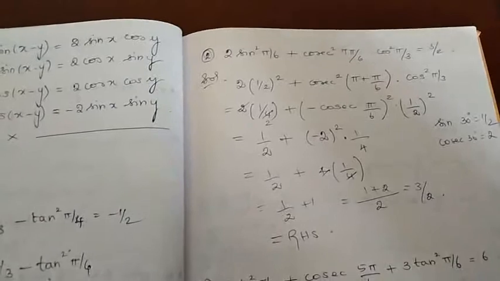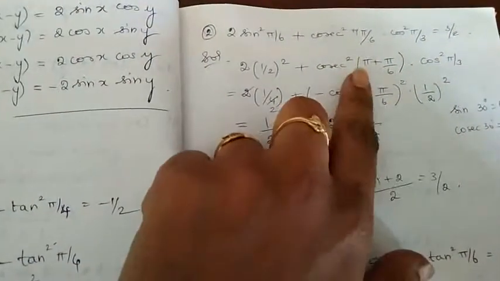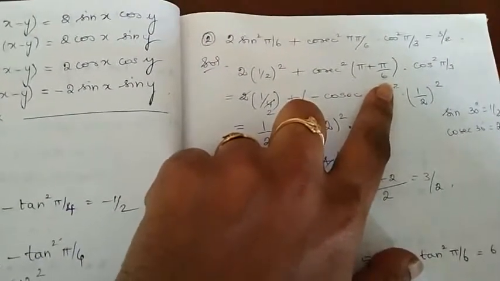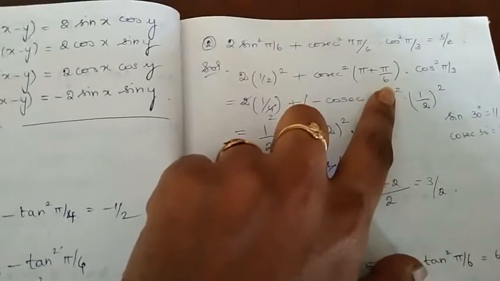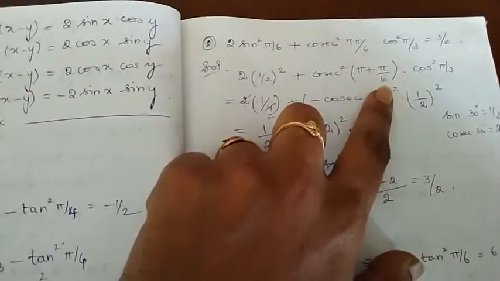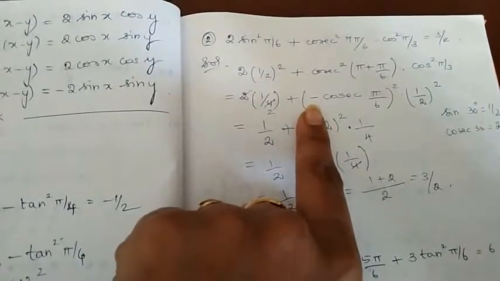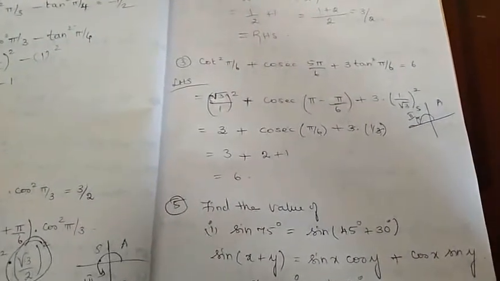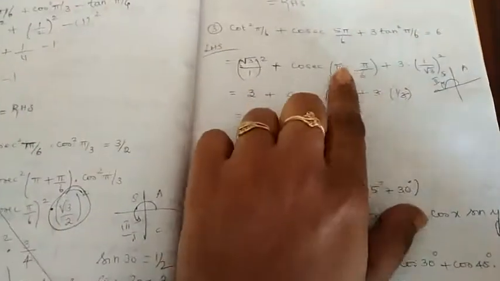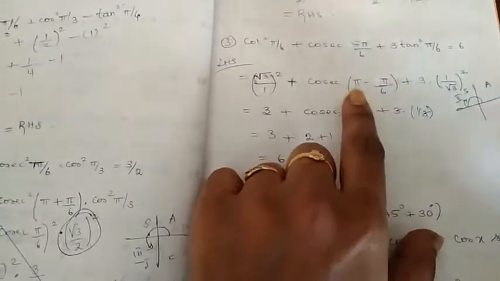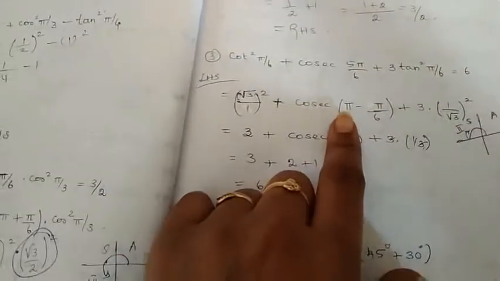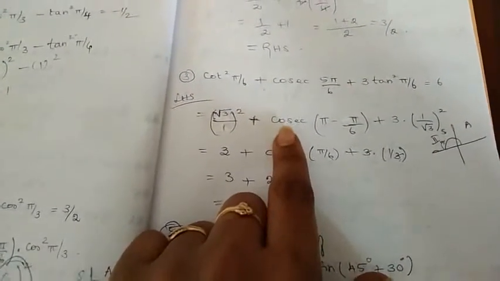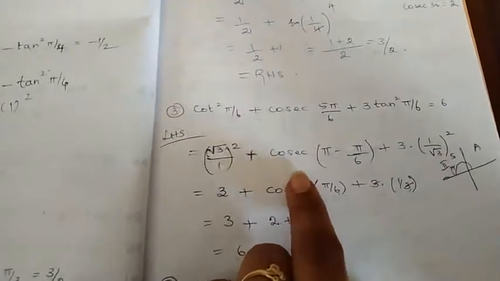7 pi by 6 can be written as pi plus pi by 6. When it comes to pi plus theta, it will lie in the third quadrant. In the third quadrant, tan and its reciprocal are positive, so cosec will become negative. Accordingly, you have to assign the sign and solve the problems like this. Here also 5 pi by 6 can be written as pi minus pi by 6. And we know when we express it in terms of pi, the trigonometric ratio will remain the same.